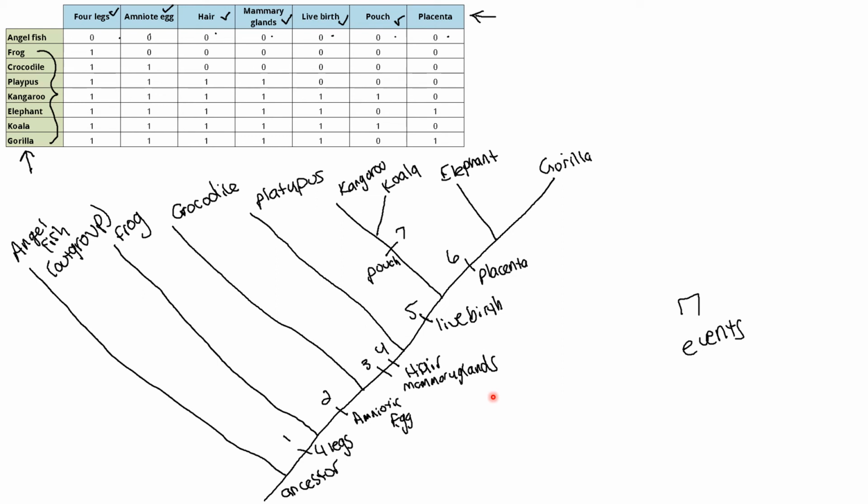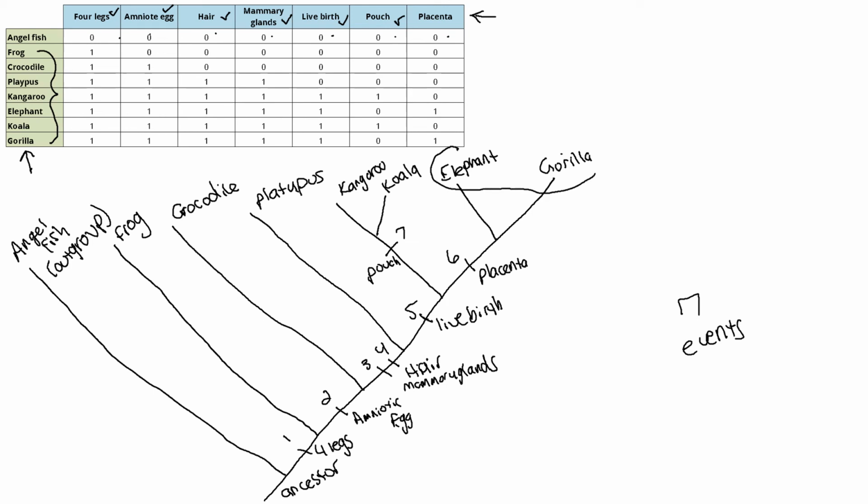So right now we have 7 events, and the way I built this should be the most parsimonious way of building this tree. We could actually flip the elephant and the gorilla with the kangaroo and the koala. We can flip that, and it still means the same thing. And it would still be just as parsimonious. Because then we'd have placenta here with elephant and gorilla, and then we'd have pouch here with kangaroo and koala. So this should be the most parsimonious tree.